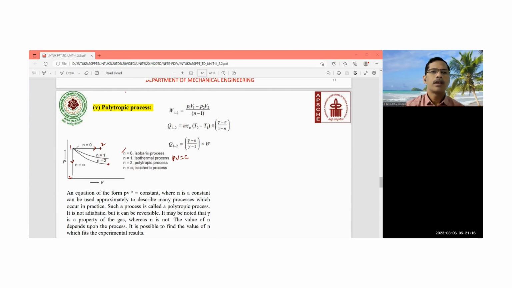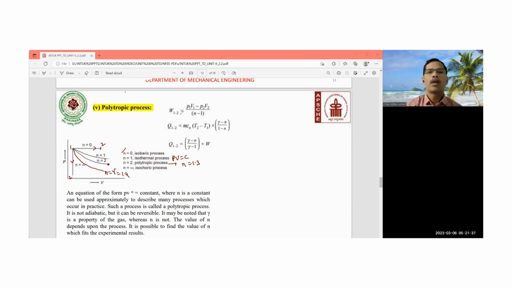Next, the isentropic process also you can represent like this one. That is n is equal to gamma, and this gamma is nothing but equal to 1.4. Generally, for the polytropic process, n is equal to 1.3. For a polytropic process, this is how the curves are there.